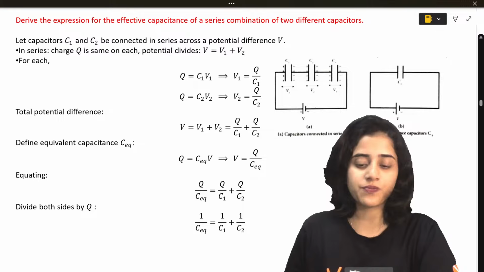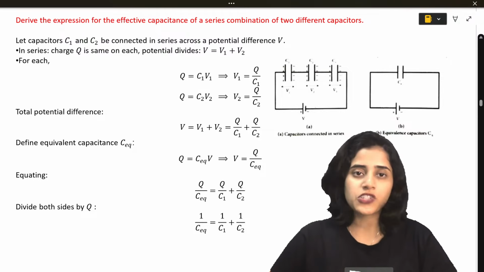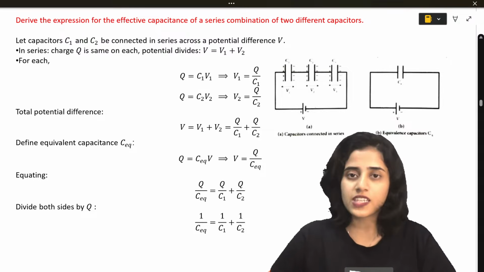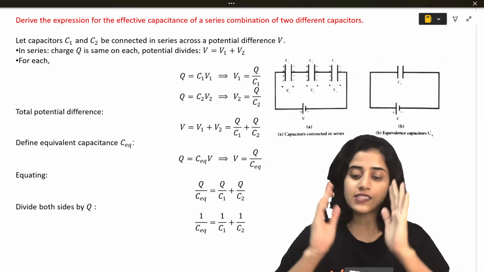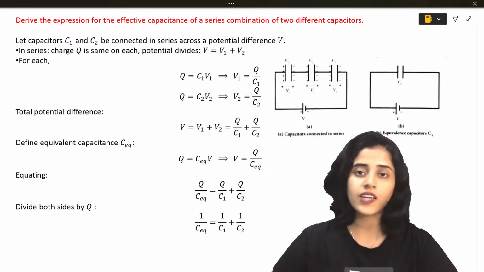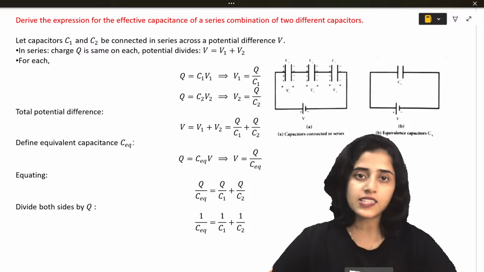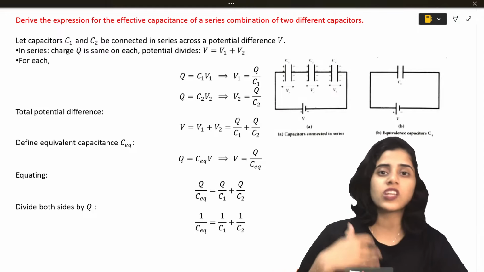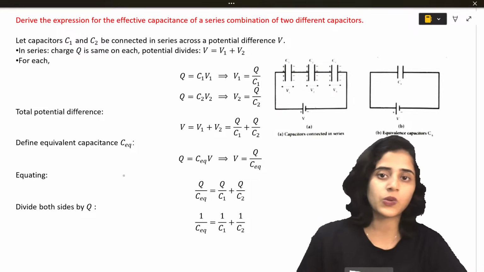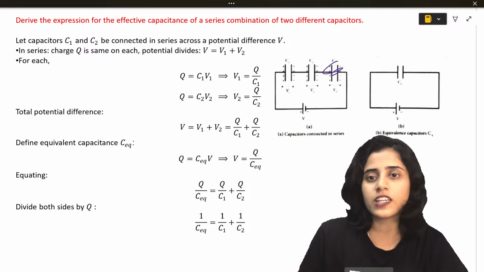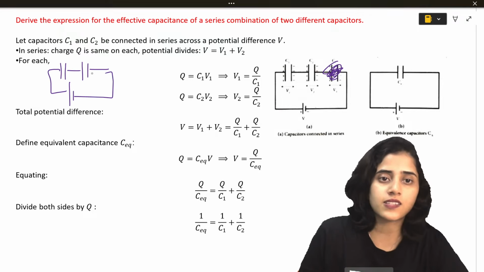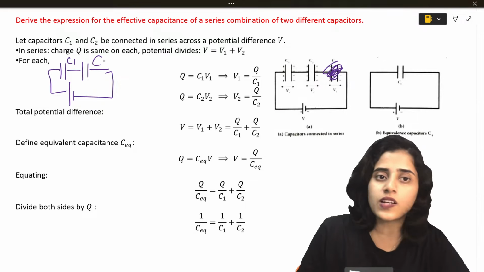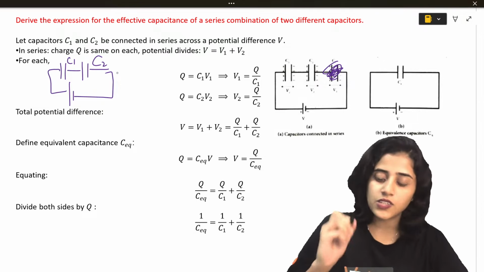Next question. Derive an expression for effective capacitance of a series combination of two different capacitors. So if you have two capacitors in series, then we have to find out the effective capacitance. So what do I have? I need only two. In the figure, I have two capacitors which are in series. This is the capacitor C1. This is the capacitor C2.